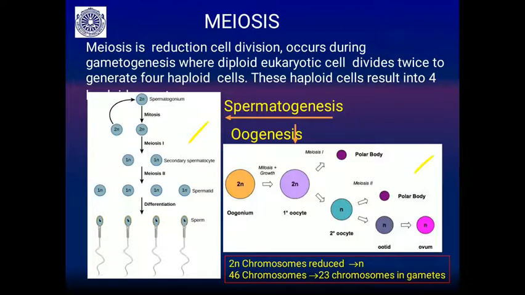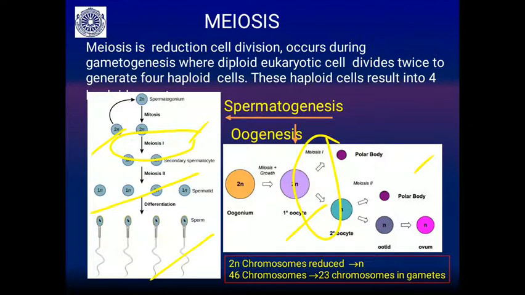The meiosis occurs here during spermatogenesis. This is meiosis 1, primary spermatocyte that is having 2n number undergoes meiosis first to result in 2 secondary spermatocytes, they are haploid. It undergoes further meiosis second to give rise to the 4 haploid spermatids, which undergo differentiation to become 4 sperms. Similarly, this is primary oocyte which undergoes meiosis first.